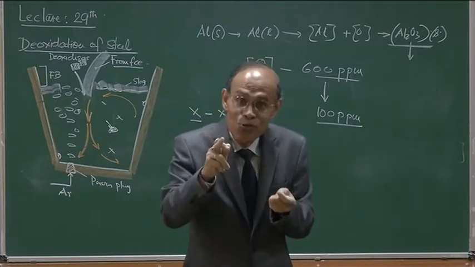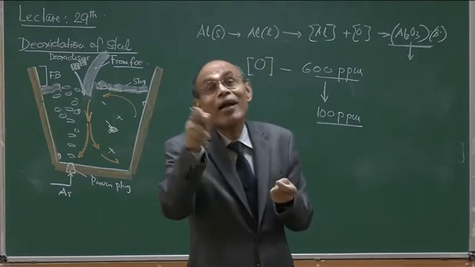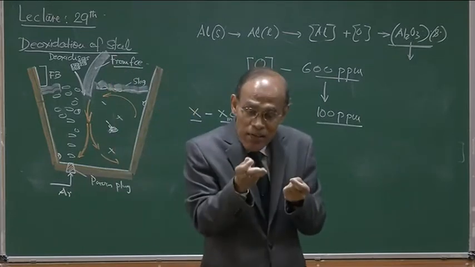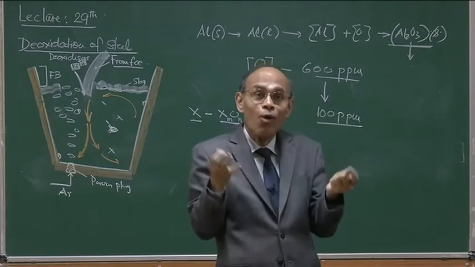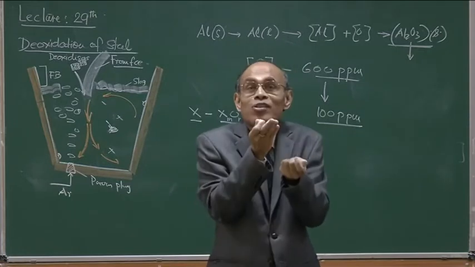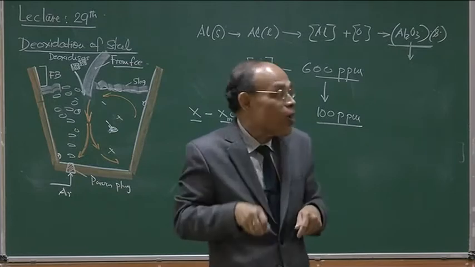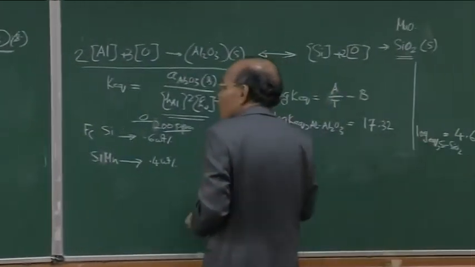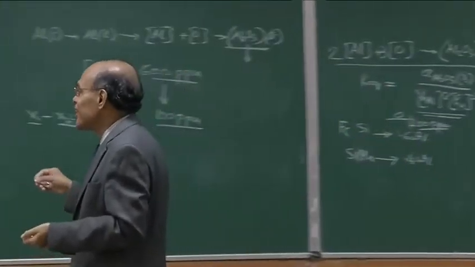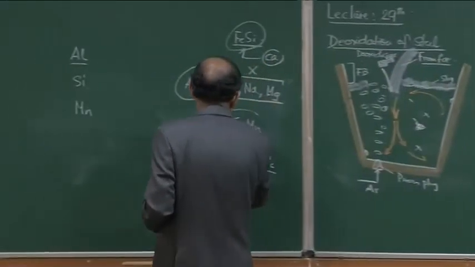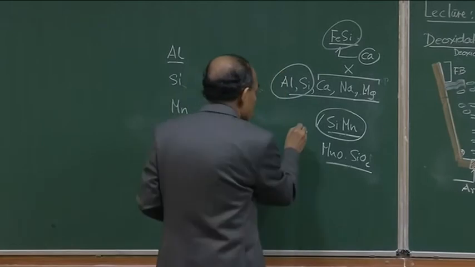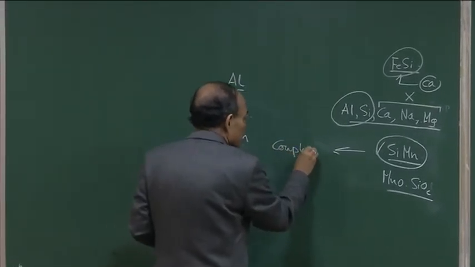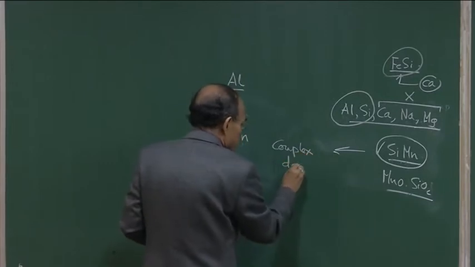But if I use ferromanganese alone, then the manganese content of steel is going to be very, very large. If I use silicon, it is going to be intermediate, and if I use silicomanganese, the silicon and manganese content are going to be very, very small. This kind of deoxidation, where we have two elements added together, is by far the most common. We call them complex deoxidizers, or the resultant deoxidation complex deoxidation.